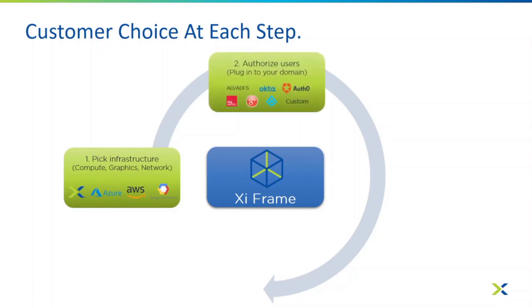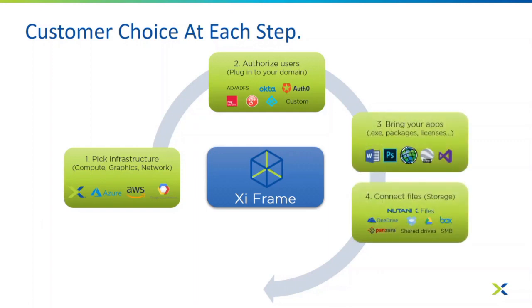The second part is then to select the authorization subsystems. Frame has its own internal authentication subsystem, but ideally you would want to link that into AD or ADFS or Okta or any type of SAML authentication subsystem. Then the next step is to bring your own applications: your Adobe applications, your AutoCAD apps, your Office suite, they need to be installed in those desktops.